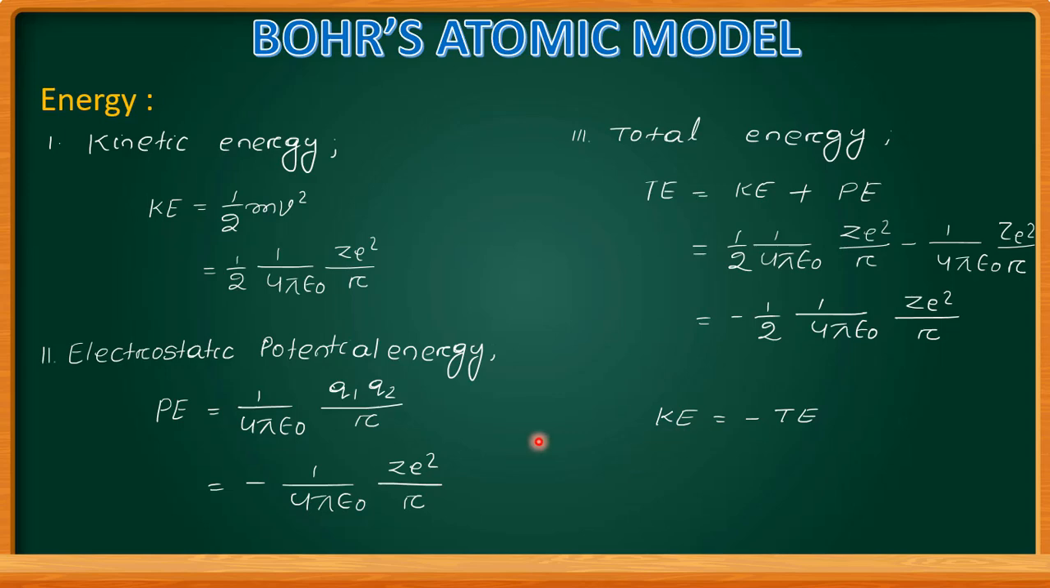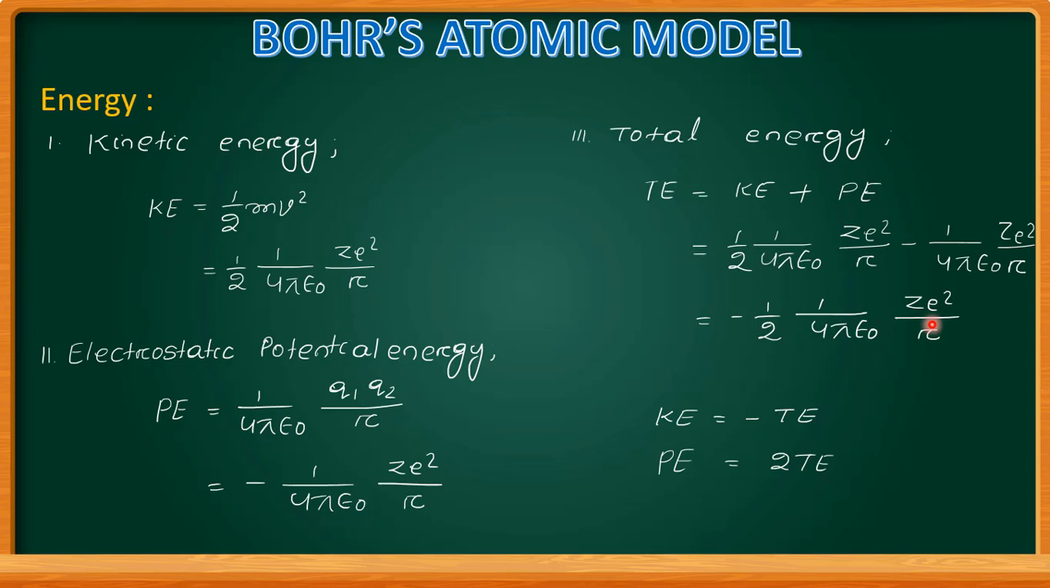Similarly, we can write potential energy is 2 times total energy. If the total energy of an electron in a fixed orbit is given, then we can find the kinetic and potential energy. We have to put the expression for r here. As you know, the expression for r is epsilon naught n square h square upon pi Z m e square. So by putting this, we can get the expression for energy of an electron in a fixed orbit.